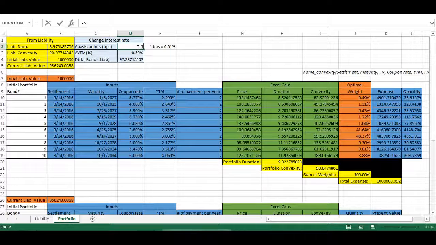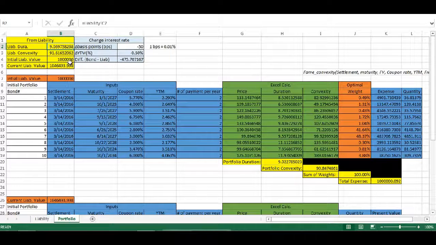And now we decrease by 0.5%. Now the difference is larger but still small relative to 1 million, which means we have a pretty good hedge. But the problem here is whenever we have a change in interest rate, the duration and the convexity will not match.